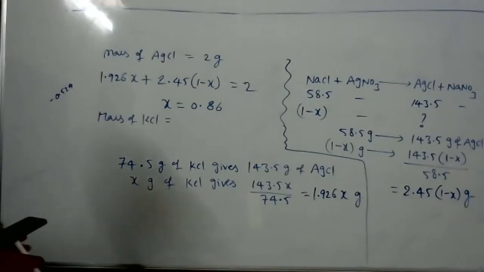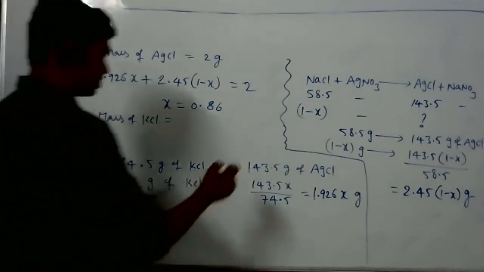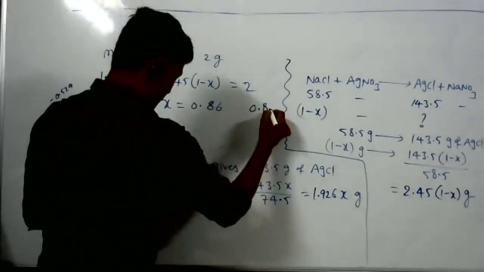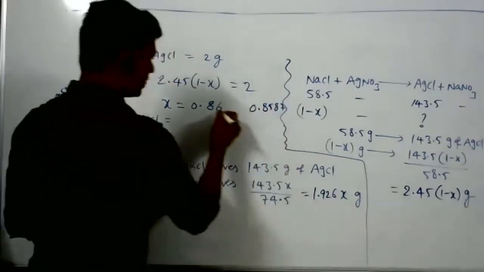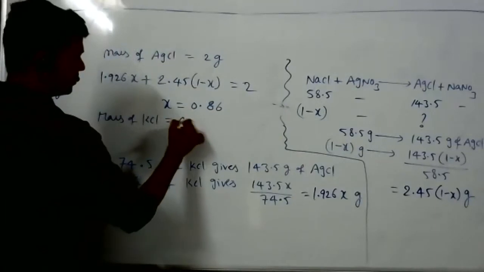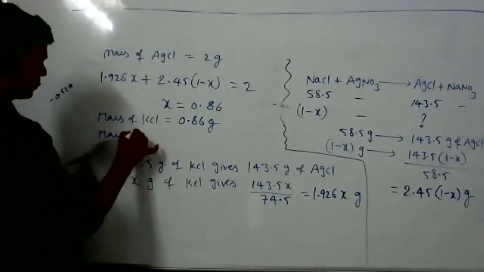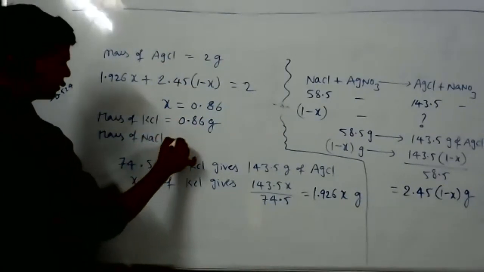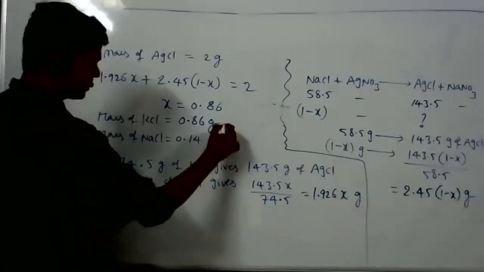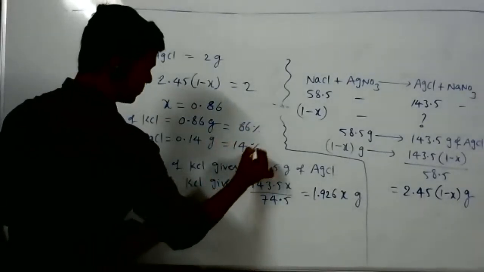So the answer is 0.85, 0.87. Mean, no, sorry, 0.8587. So you can write it as 0.86, no problem. Then the mass of KCl is equal to 0.86 grams. The mass of NaCl is equal to 0.14 grams. This is 86%, this is 14%. That's all.